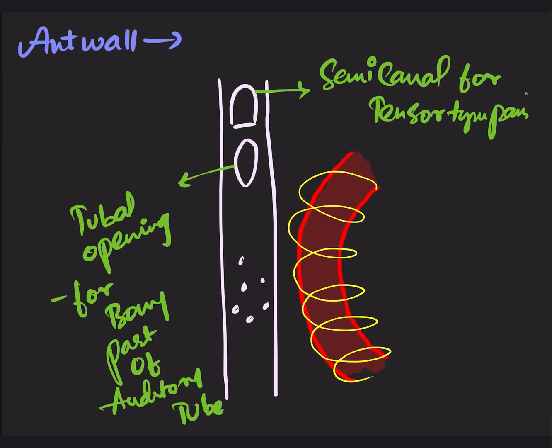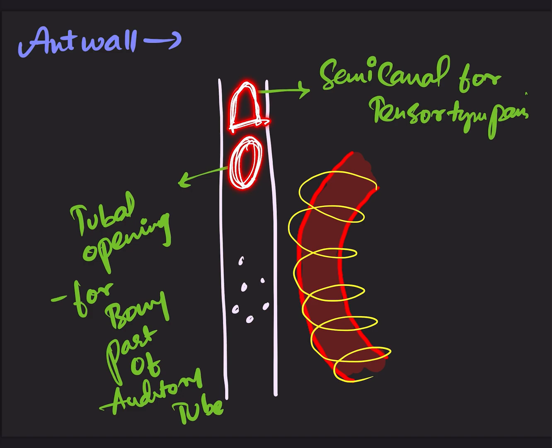Next, coming to the anterior wall. Let's divide this for our convenience into the upper part and the lower part. So this is the upper part and this will be the lower part. In the upper part, we have parallel bony canals. The first bony canal is the semicanal for the tensor tympani, and this is the tubal opening for the passage of the bony part of the eustachian tube.